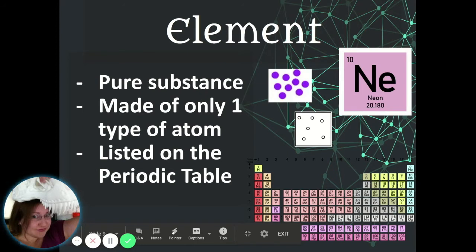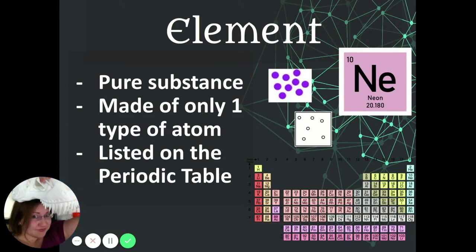We're going to be talking a lot about elements throughout this year. And so when we're talking about elements, we're referring to all the things on the periodic table. So the periodic table is going to have a list of all of the elements. So each box on the periodic table represents one element. So this square here represents the element neon.